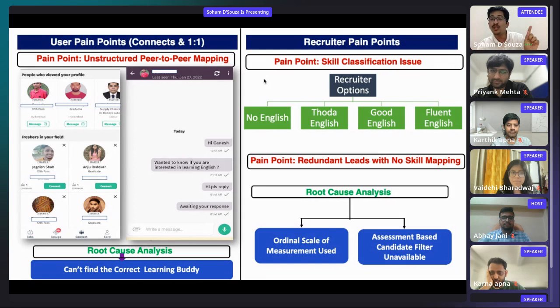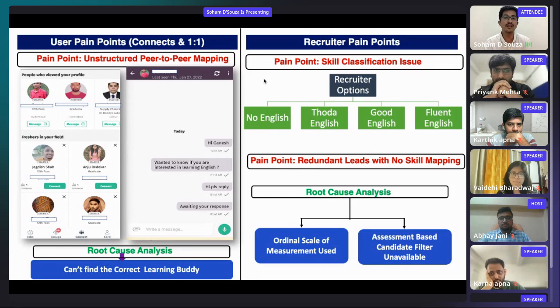Now, from a recruiter pain point, if I'm an HR from Tomato and I'm posting a job, I'm asked whether the candidate should know no English, thoda English, good English, or fluent English. If this is in Hindi and in Bangalore, the option would be swalpa English, a little Kannada and a little English. So this is an ordinal scale of measurement, right? What is the difference between thoda and good English?